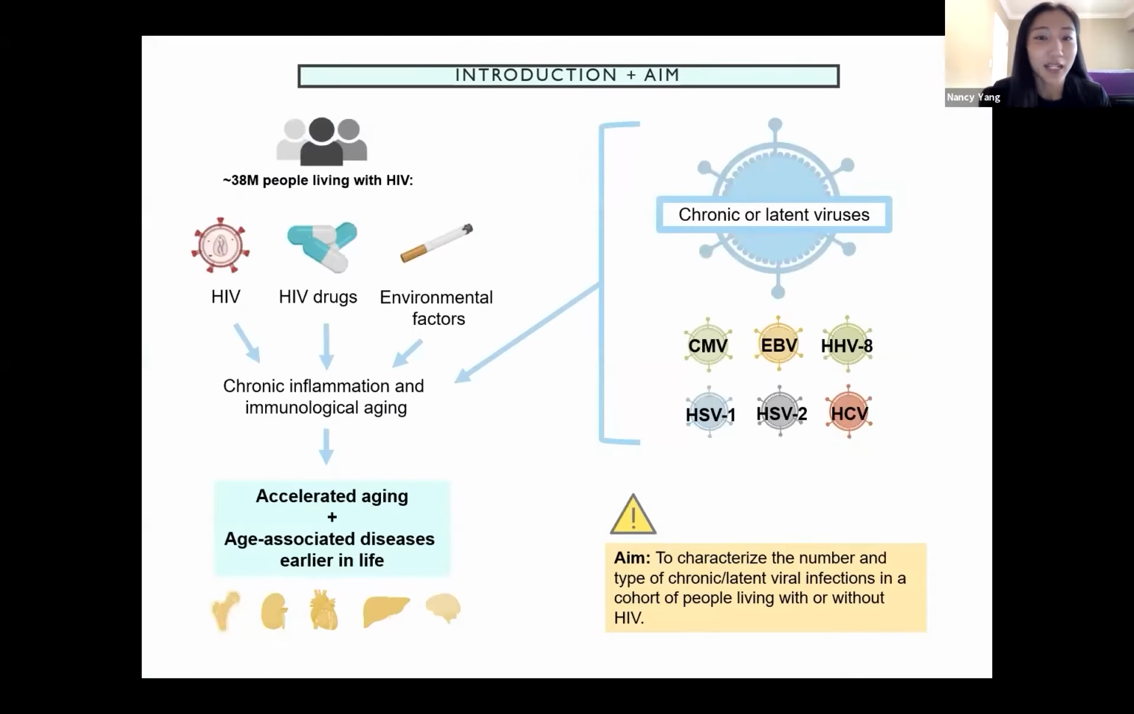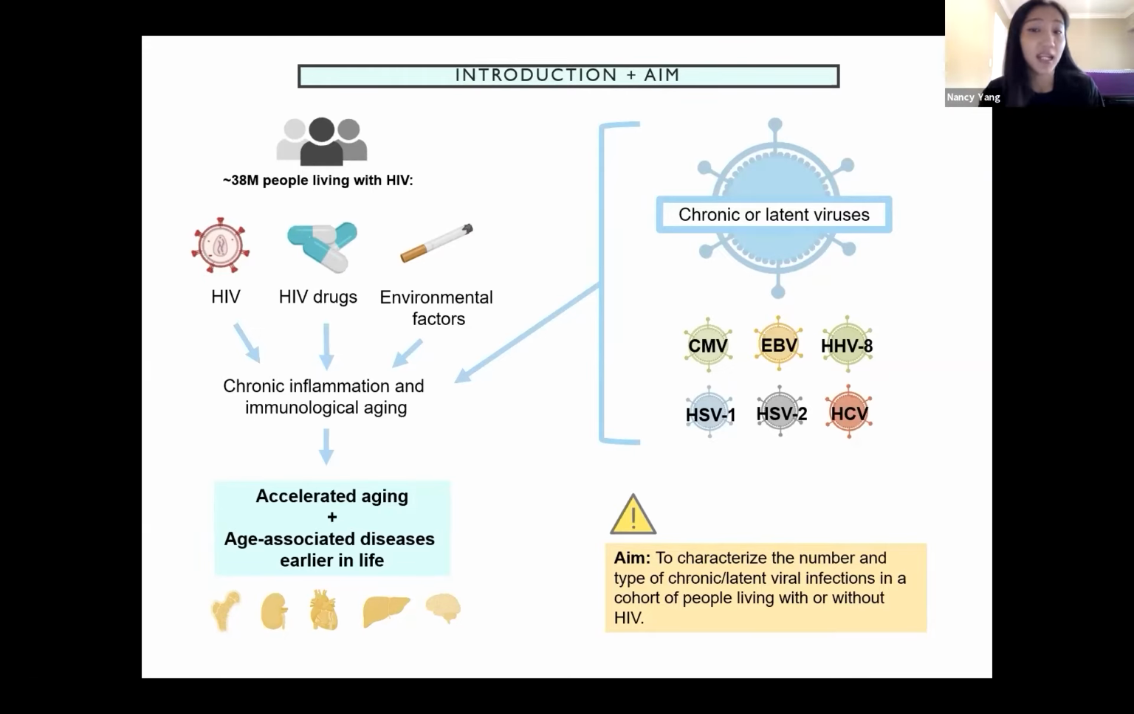So to jump right into the introduction, what we know is that for the 38 million people living with HIV, they experience many factors that contribute to chronic inflammation and immunological aging, such as HIV drugs and their environment. This leads to accelerated aging and risk of age-associated diseases occurring approximately 10 years earlier in life.